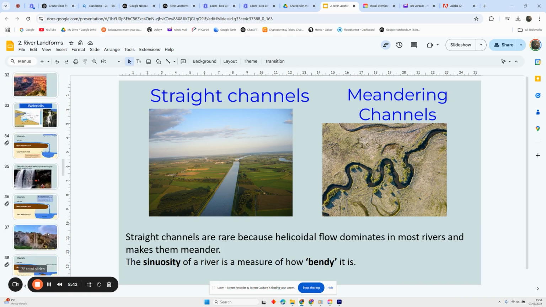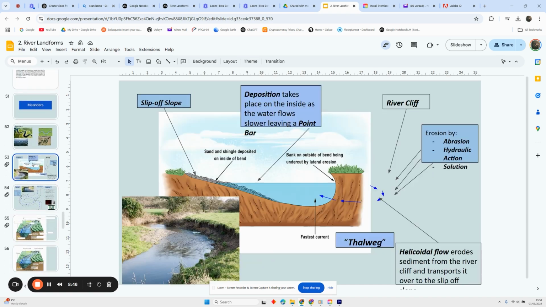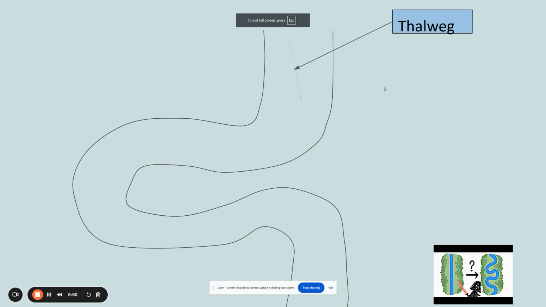And to understand how this happens, we need to talk about the thalweg. Thalweg? Yeah, it's the line of fastest flow in the river channel. And it shifts towards the outer bend of a meander, as you can see in slides 16, 52, and 53. Okay, so the faster flow has more power to erode. Right, and that creates a steep river cliff on the outer bend.